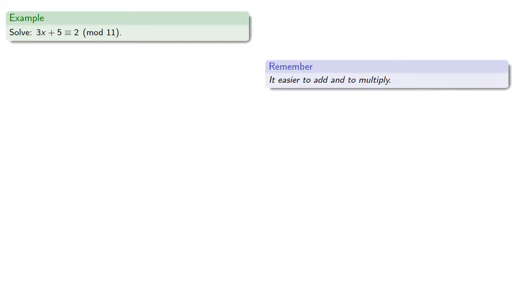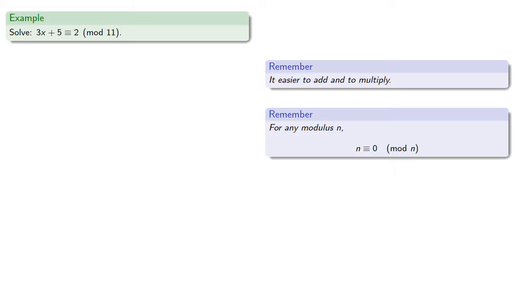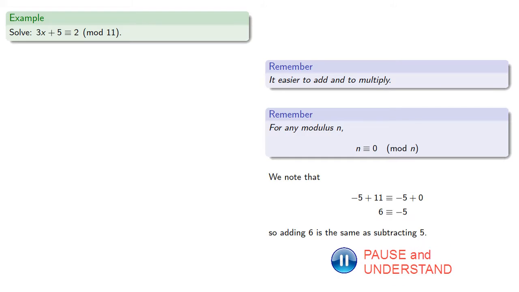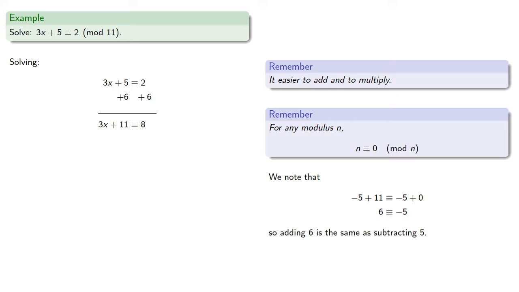Remember, it's easier to add and to multiply. And for any modulus n, n is congruent to 0 mod n. So we note that if we add the modulus, we don't really change what it is congruent to. So negative 5 plus 11 is congruent to negative 5 plus 0. And so that says 6 is congruent to negative 5. And that means that adding 6 is the same as subtracting 5. And so we'll add. And since 11 is congruent to 0 mod 11, we can drop it out.